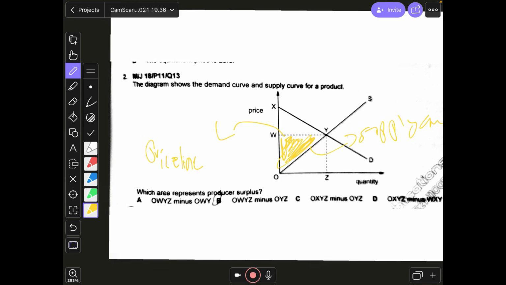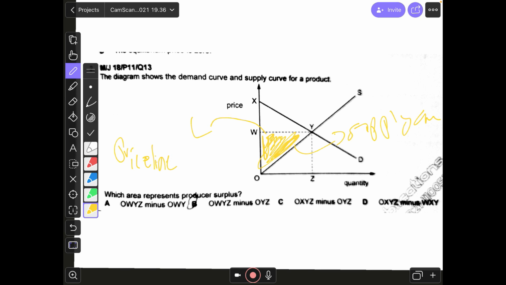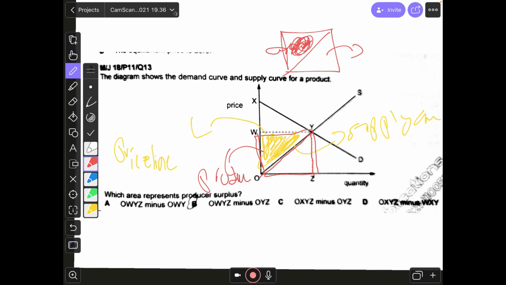So instead of going over all the answer choices, let's just look at B, which is the correct answer choice, which says OWYZ. OWYZ is this whole square thing. OWYZ minus OYZ. OYZ is this triangle. If we cancel out this triangle from this square, we end up with this triangle, right? This whole shaded region, this yellow part, and this is the answer, which is why B is right.